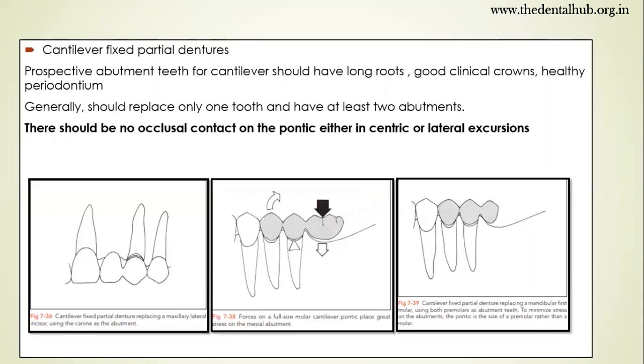Lastly, cantilever fixed partial dentures. Usually, it is not recommended, but if and when we have to give a cantilever fixed partial denture, we should see that the abutment teeth have long roots, good clinical crown, and healthy periodontium. And generally, to replace one tooth, we should have at least two abutments. But the points to be taken under care are: the pontic should not have any occlusal contact on either centric or lateral excursions, and if possible to reduce the surface area of the pontic. Like in this case, even if it's a molar, we can place a premolar here.